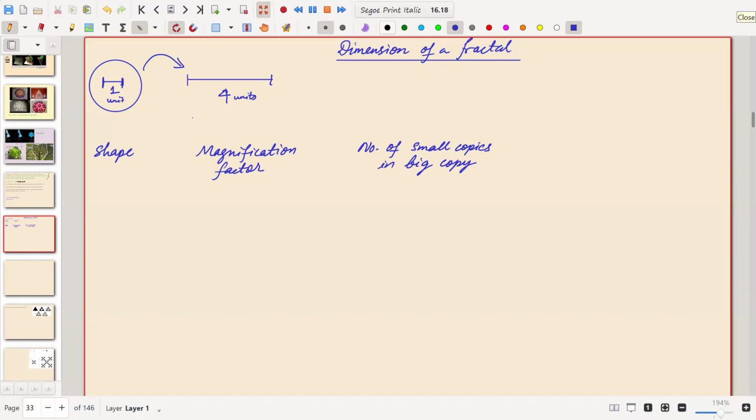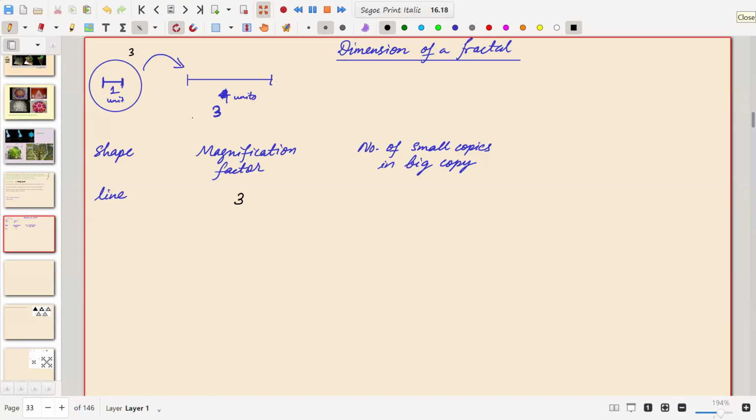Suppose you have this unit length and suppose this size is 3. Let me make it simpler. What is the shape of this? The shape of this is a line. What is the magnification factor? How much magnification do you have to do for this unit length so as to cover this length? 3 times. You have to magnify this 3 times to overlap with this line, right? So the magnification factor is 3.